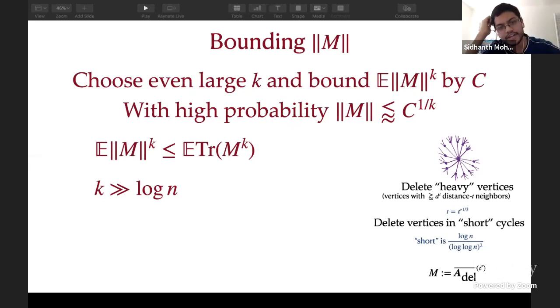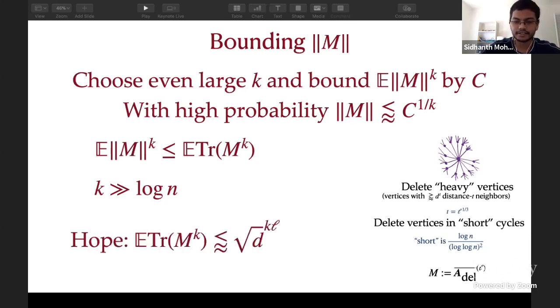And the way we're going to try to bound the kth moment of M is to notice that when we choose k to be an even number, the operator norm of M to the k is bounded by the trace of the kth power of M. And the hope is that the expected trace of the kth power is at most square root d to the L, whole thing to the power k. So that is what we want, so we can get the desired operator norm bound on M.